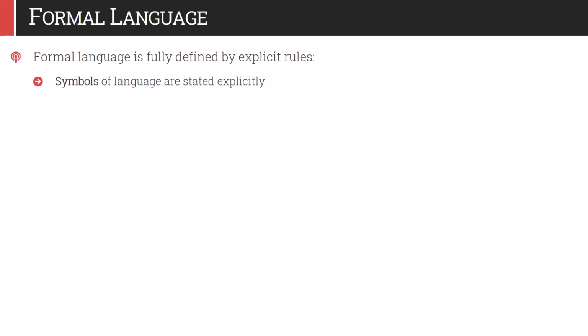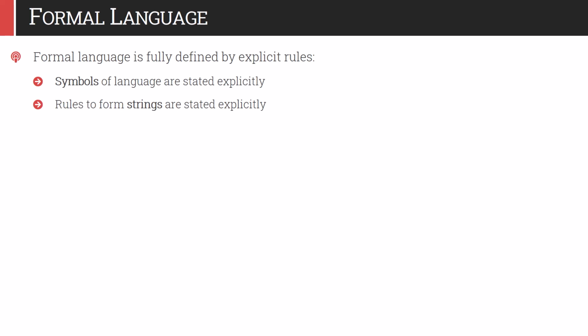Like all communication languages, we have computer languages as well, and we need specific rules to define such languages. So a formal language is fully defined by explicit rules. Like there are certain symbols. Like in English, we have A, B, C, D up to Z. Similarly, in formal languages or computer languages, we have symbols of the language that we have to state explicitly, that only these many symbols are a valid part of the language. So that could be either small a to z, capital A to Z, some numbers, might be some operators, special symbols, etc.